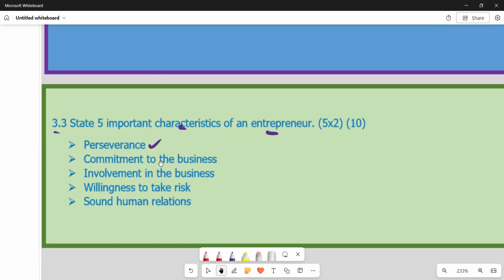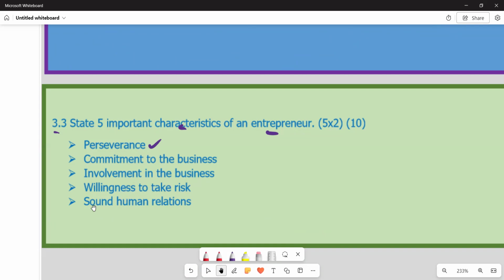The entrepreneur should have a commitment to the business, a very important characteristic. Then the third one, involvement in the business. The entrepreneur should be involved in the running of the business. We should not be in a scenario whereby the entrepreneur is located far away from where the business is operating. It is going to harm the operation of the business because there is no close monitoring. We also have a willingness to take risk, which is very clear.